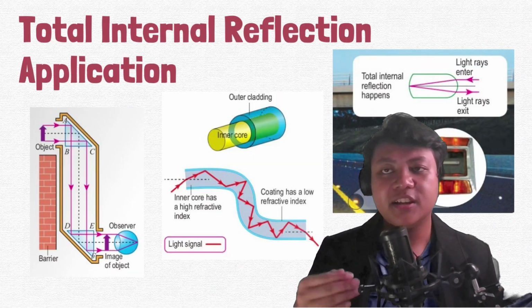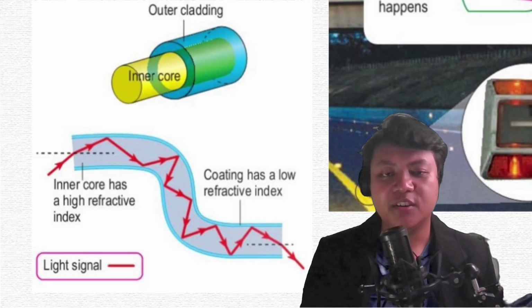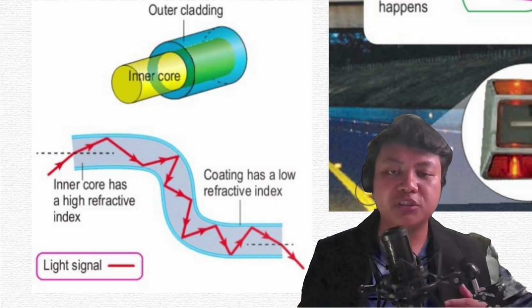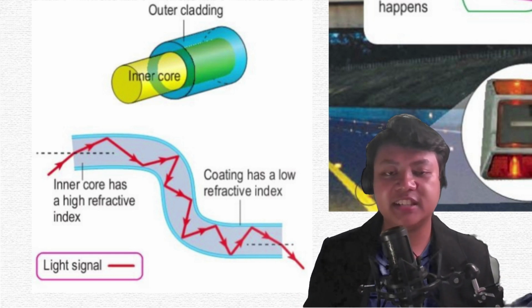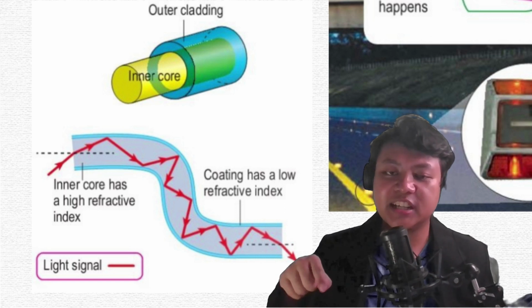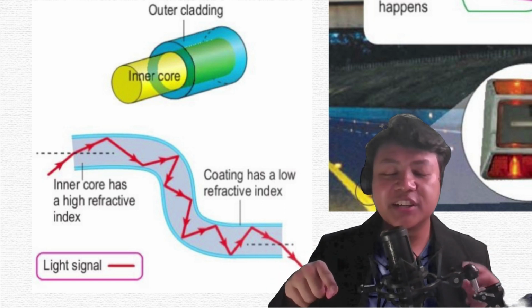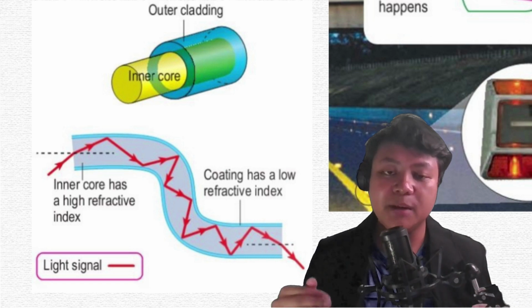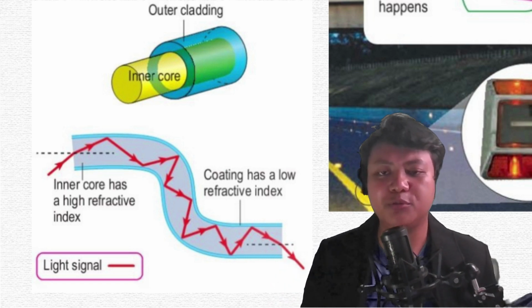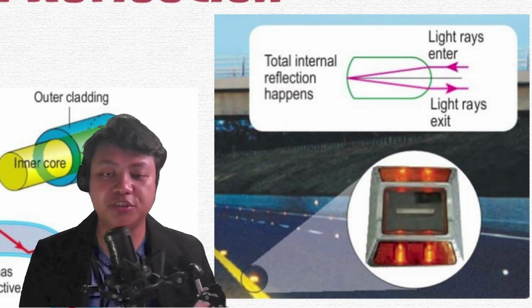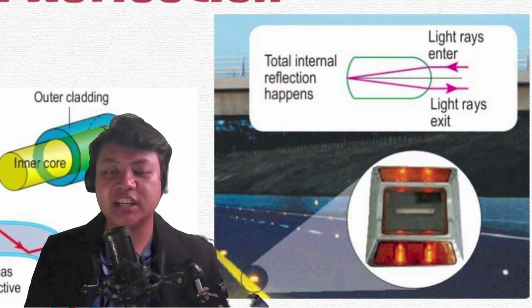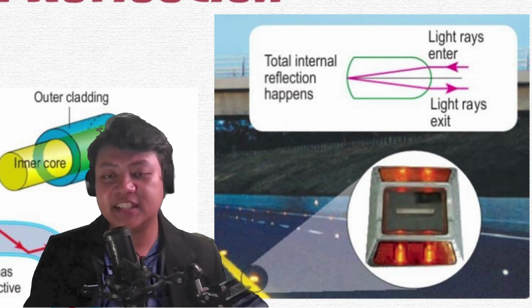Next is fiber optics. Fiber optics have an outer cladding, or outer layer, that has lower density, causing total internal reflection to happen inside those fiber wires. Finally, as you can see over here, is the cat's eye reflector on the road, where the driver can see where the line on the road is at night.